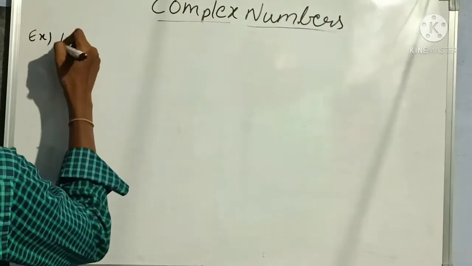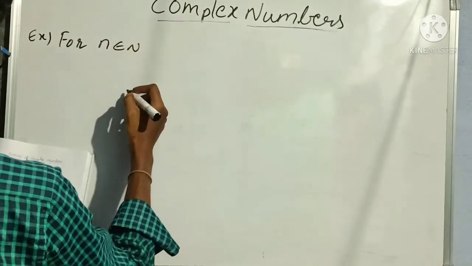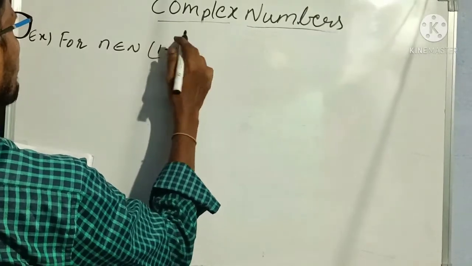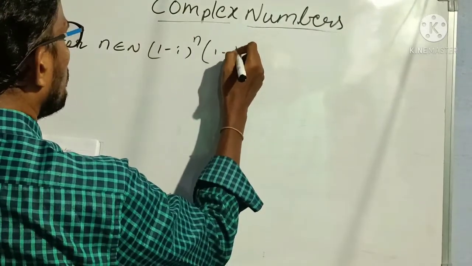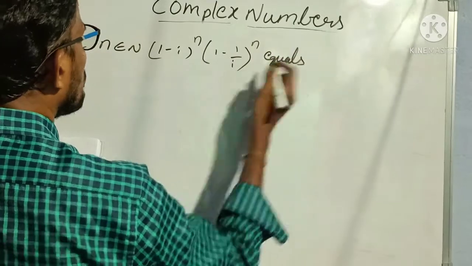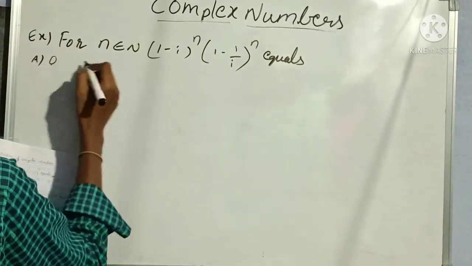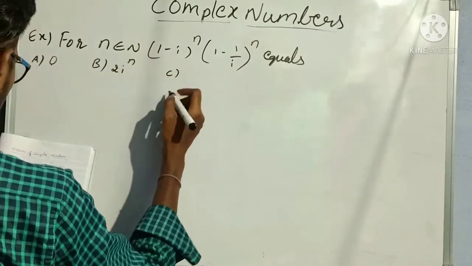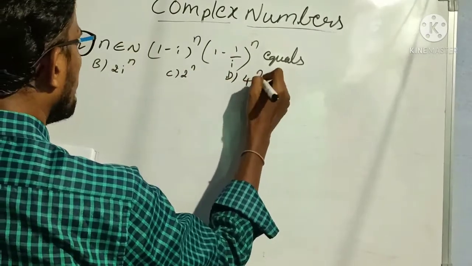For the first example, for n belongs to N, (1 minus i) whole power n into (1 minus 1 by i) whole power n equals. So what is this value equal to? We have to find out. Options: option A is 0, option B is 2i power n, option C is 2 power n, option D is 4 power n.